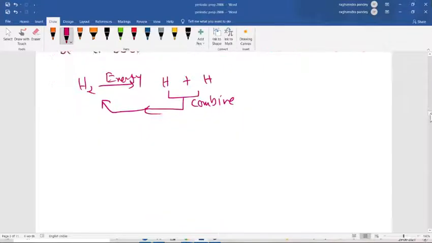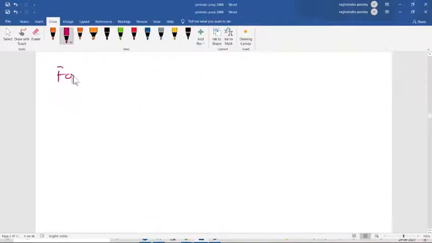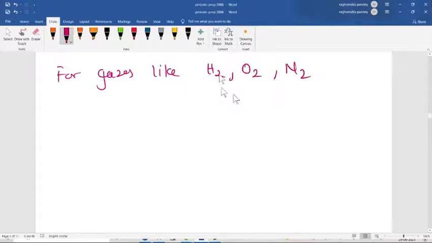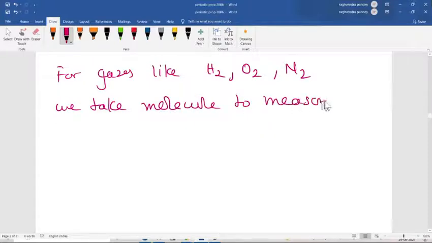So for gases like H2, O2, N2, which are gases in nature, we take the molecule to measure the radius because they are stable.